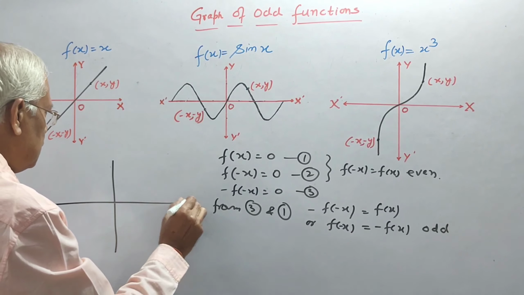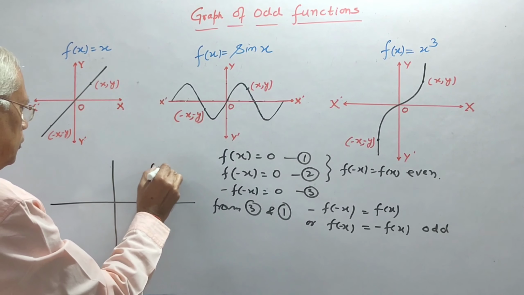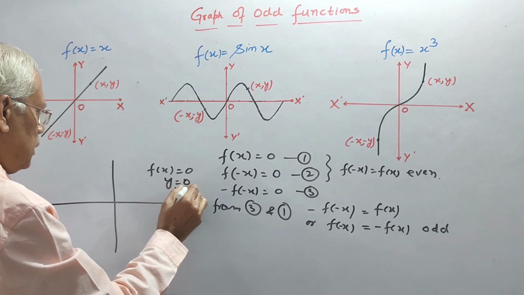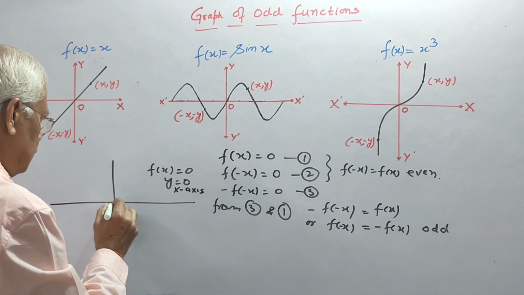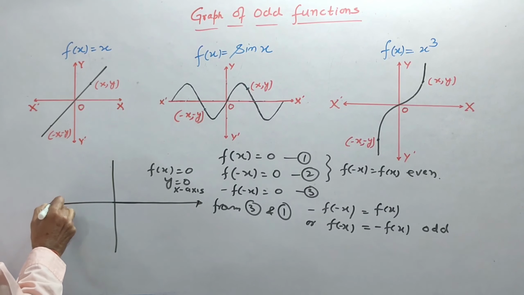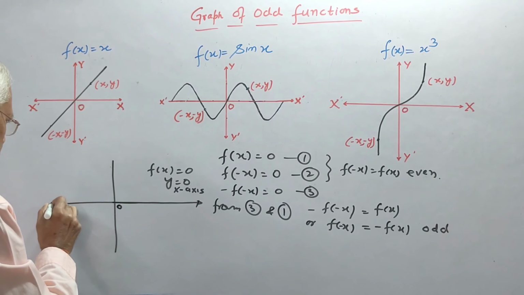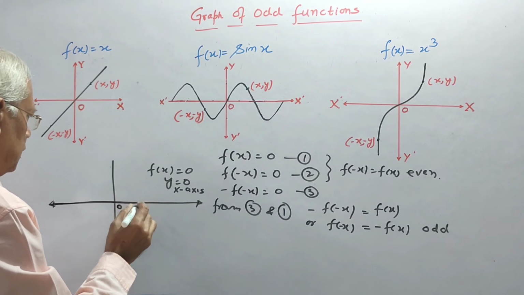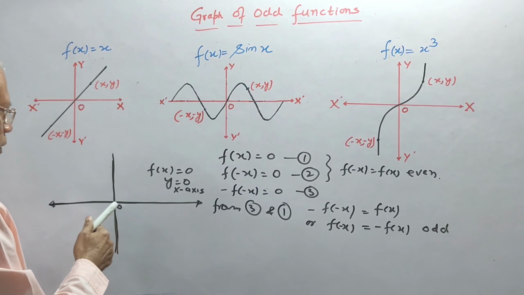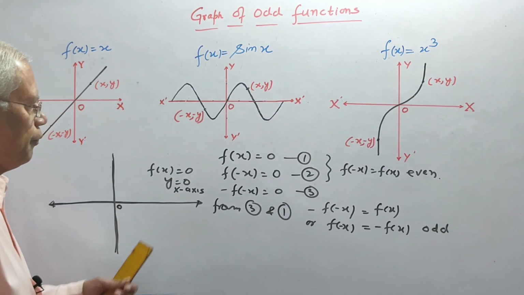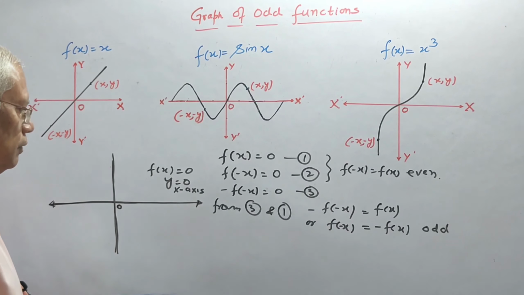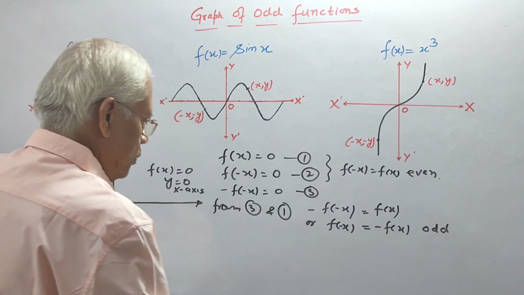The graph of this function f(x) equal to 0 means y equal to 0, or y equal to 0 means x axis. So इसका ग्राफ x axis होगा. Clearly you can see that this x axis is symmetric about y axis as well as origin. So f(x) equal to 0 is a function which is odd and even both.